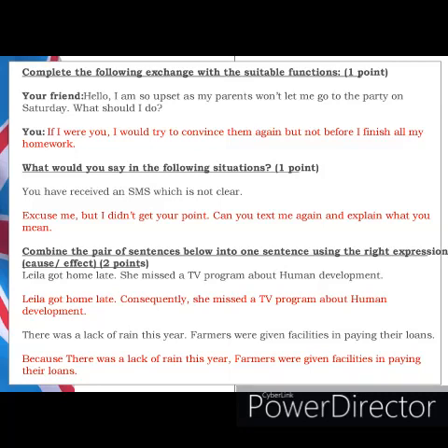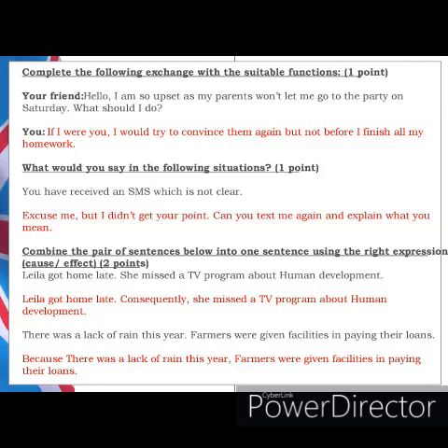Layla got home late. She missed a TV program about human development. Here you've got two sentences. You need to combine them, using one of these expressions or one of the expressions that refers to cause or effect. Let's see the example. Layla got home late. Consequently, basically you need to have a comma.